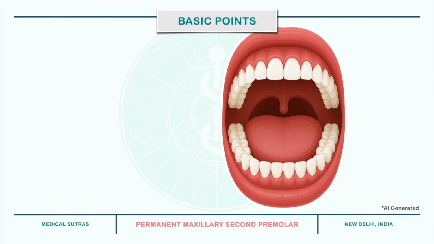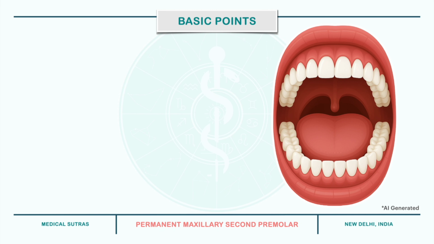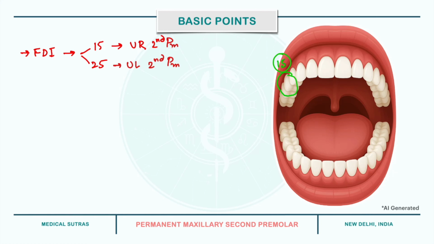Now moving on to the tooth numbering system. As per the FDI system of notation, these are represented using the digits 1-5 and 2-5, where 1-5 represents the upper right second premolar and 2-5 represents the upper left second premolar. So in this picture, the second premolar on the right side will be denoted by the digits 1-5 and the second premolar on the left side will be denoted by the digits 2-5.